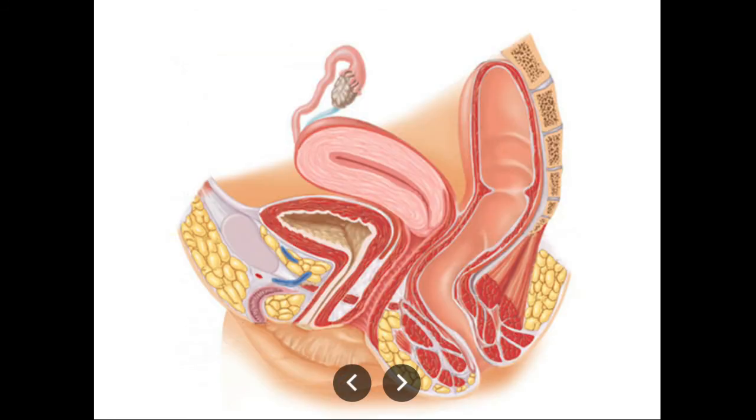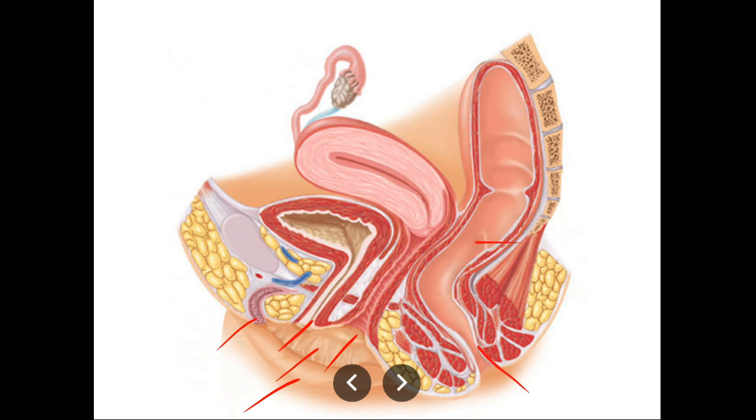Next picture, that is a female reproductive system, that is the sagittal view. Here what we can see first of all, externally we can start here the labia majora, labia minora, and here we got the clitoris. We are having here the urethral orifice, vaginal orifice, anus, and the rectum.